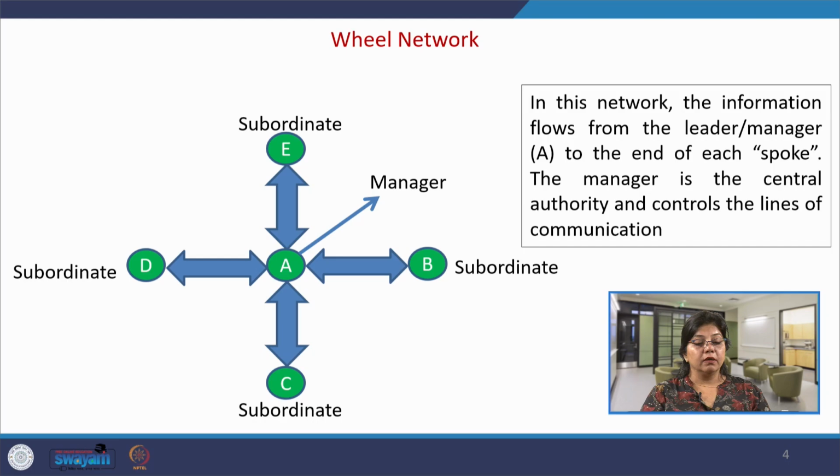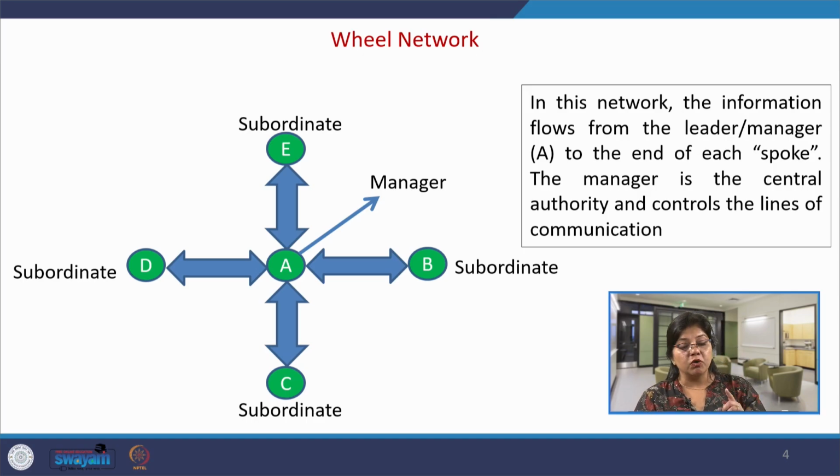In wheel network, A is the central authority, the leader who has all the information, and the information is flowing from the leader to every spoke of the wheel. A is the manager or leader and B, C, D, E are the subordinates who are the spokes, and every piece of information will flow from A to B, A to E, A to D and A to C. So, A is in the loop of communication with every other subordinate. The information flows from the leader to the end of each spoke.